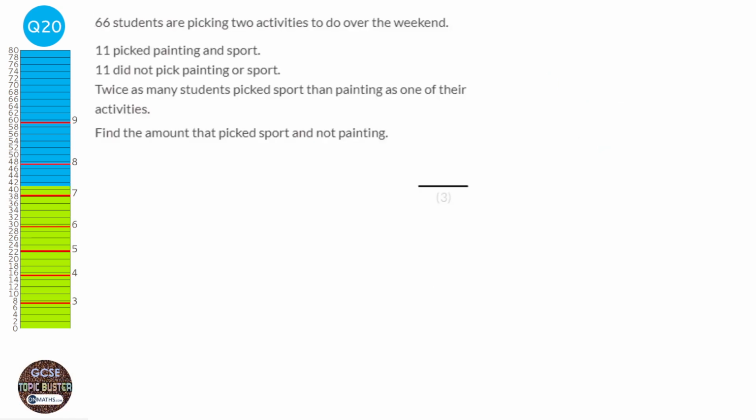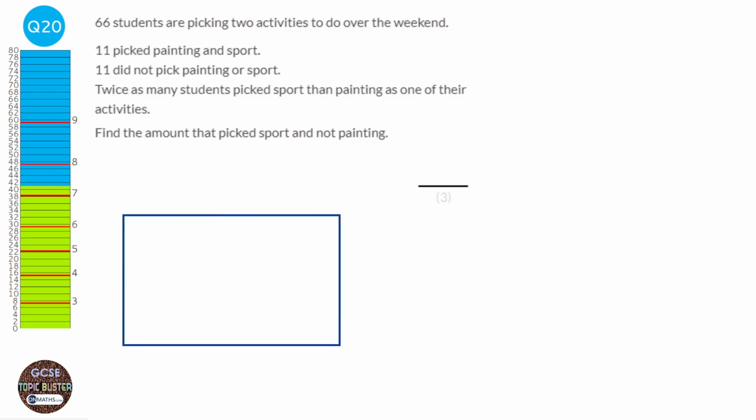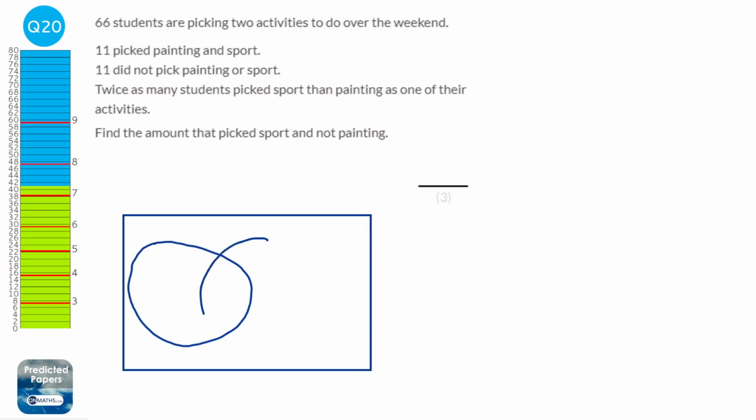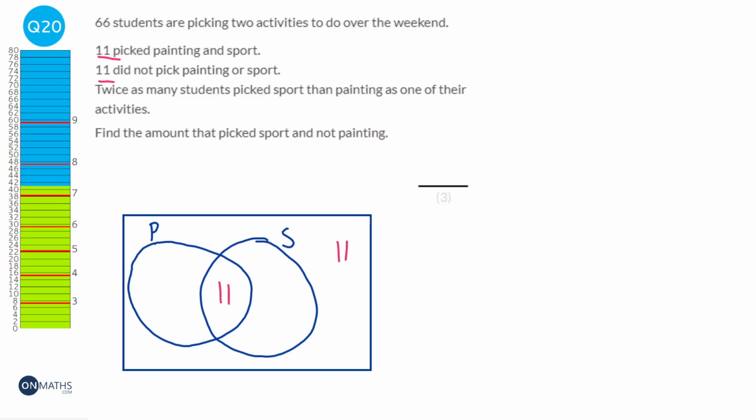So this question will probably need a Venn diagram just to make it a bit easier. So I'm going to draw a Venn diagram. You don't need to. If you can work out how to do this question without, you can do. But I think this is a really tricky question to do without a Venn diagram. So it says that they picked 2 activities. It was either painting, which I'll put as a P, and sport, which I'll put as an S. So let's start filling in the information it gives us. So 11 picked painting and sport, so that will go in the middle because that is painting and sport, and 11 didn't pick painting or sport, so they can sit on the outside.